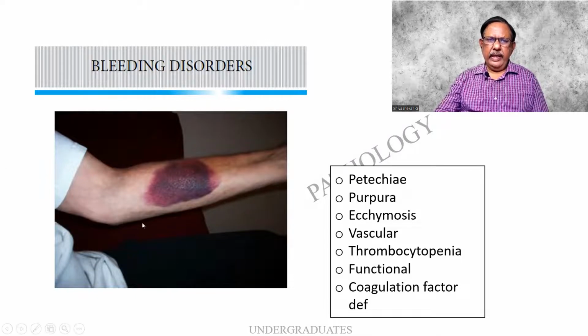This is a case of an ecchymosis, large, irregular, map-like area of bleeding. So these are the terminologies that are commonly associated with bleeding disorders. A few more shall be there, which we shall be seeing.